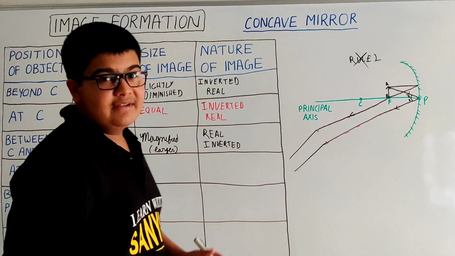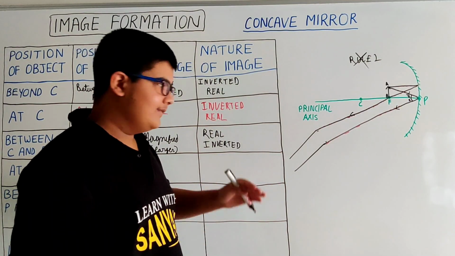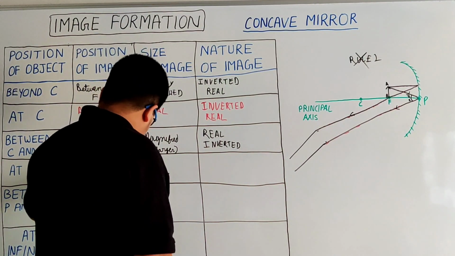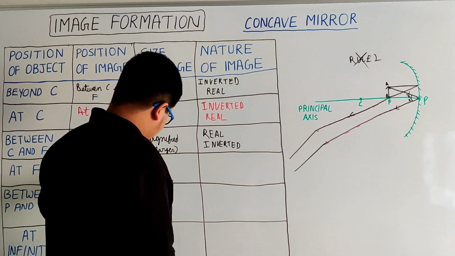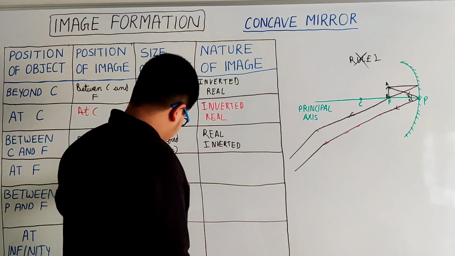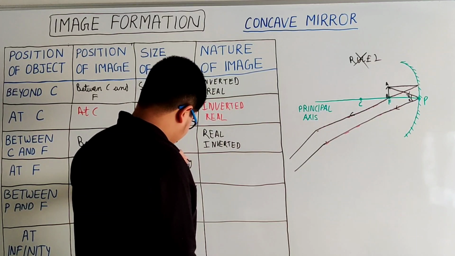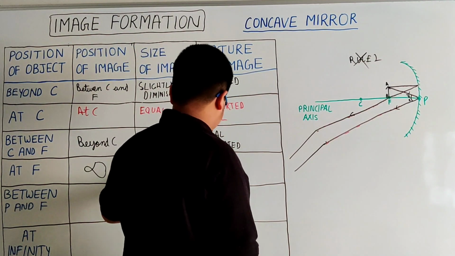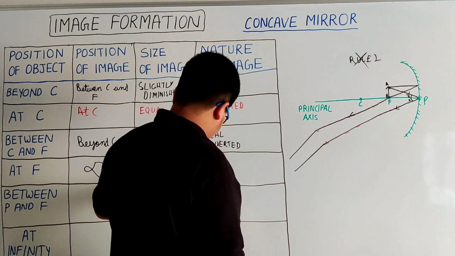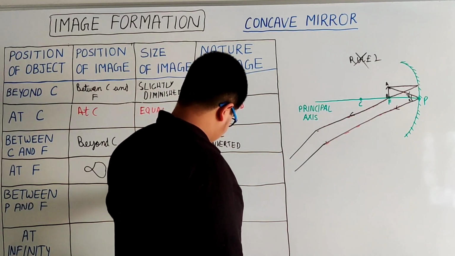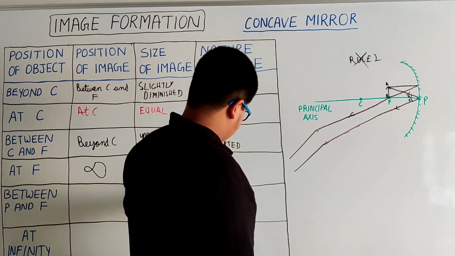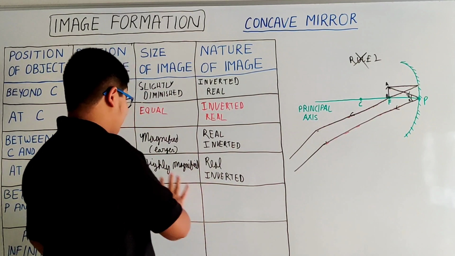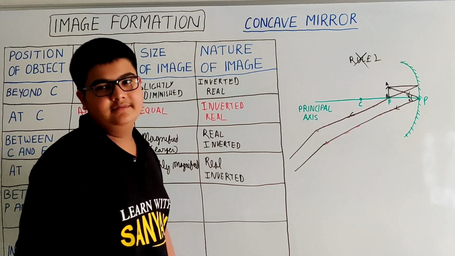And size of image, as they will meet at infinity, at a very large distance, so that's why the image will be highly magnified. It will be very big in size. And again the nature of image will be real and inverted. So this was the exception in which the rays are not meeting, but they will meet at infinity and the image will be highly magnified, real and inverted.